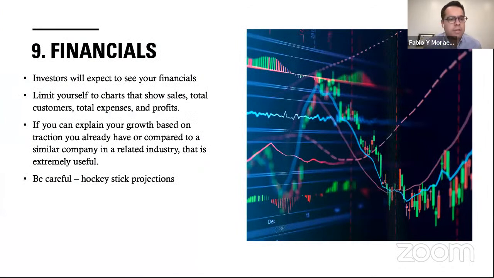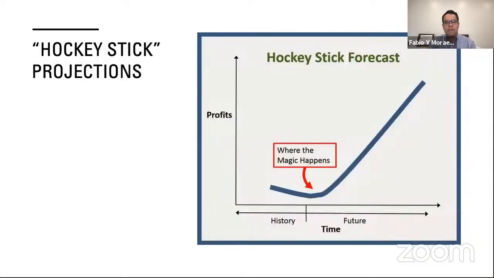The next slide is about financials. If you already have an MVP, or if you've been in the market for a couple of months or years, investors will expect to see numbers, to see your finances. So limit yourself to showing that data on charts: total customers, total expenses, and profits. And be careful with your projections, especially what we call the hockey stick projections. I'm going to tell you what a hockey stick projection is on the next slide, because all investors are used to seeing these hockey stick projections, and they usually mentally cut them by half or by 70% when you show them this graph.